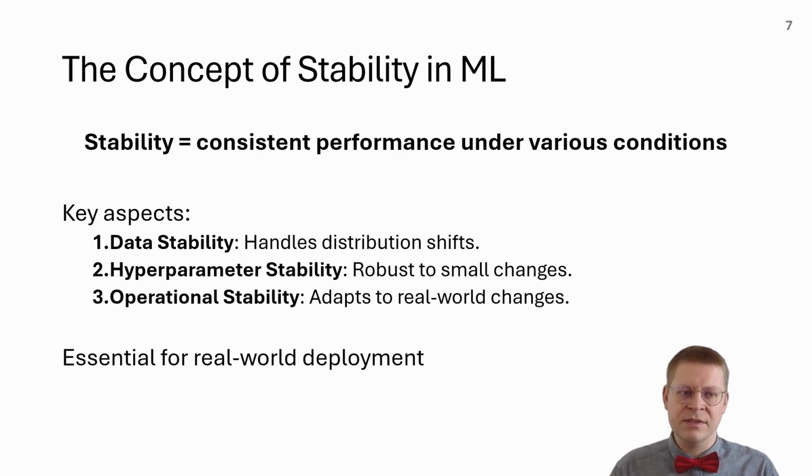And stability is a fundamental quality for any robust ML system. Whether it's handling shifts in data distribution, minor tweaks in hyperparameters, or changes in operational environments, our models must deliver consistent performance. In production, where conditions constantly change, a stable model is one that adapts gracefully and reliably, ensuring that our algorithms do not break down when they are needed the most.